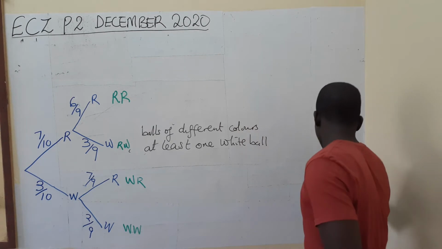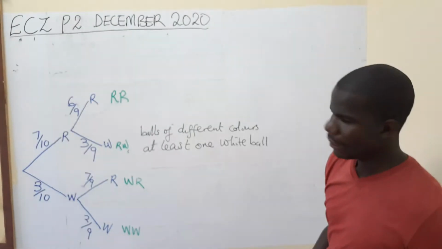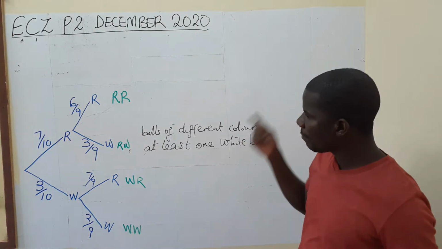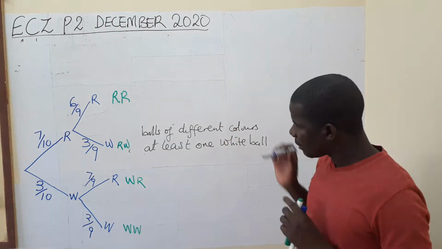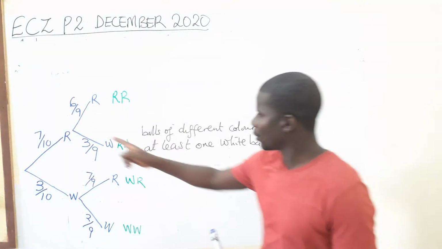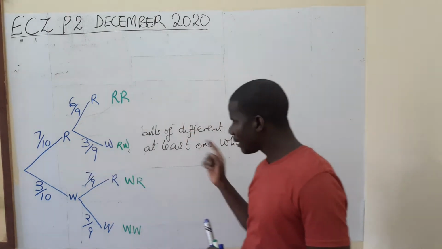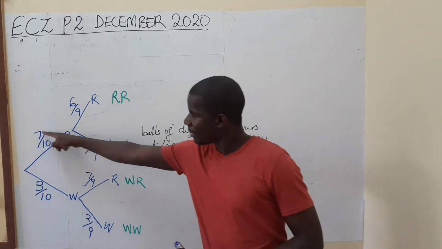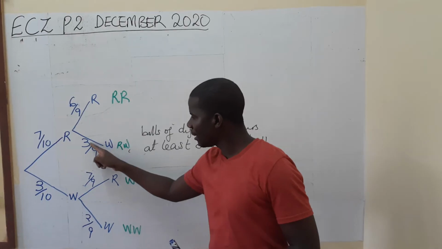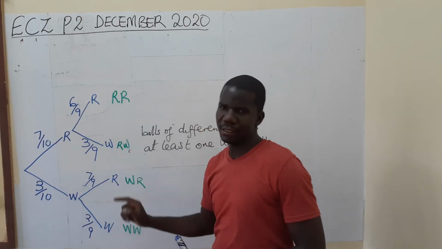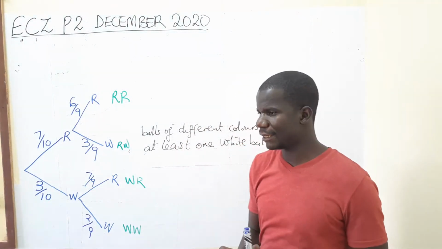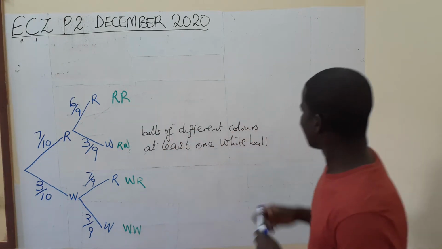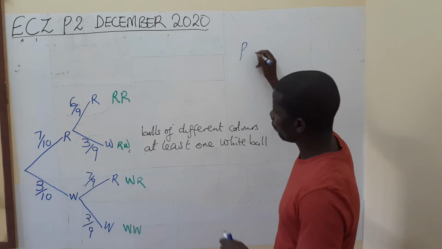The next one talks about different colors. Again, this one just says different colors. If the question says find the probability that the first ball is red, then the first ball is red and the second ball is white. So you're going to get 7 over 10 multiplied by 3 over 9. If the question has specified like that, you just follow the instruction. But here we've just been told balls of different colors.